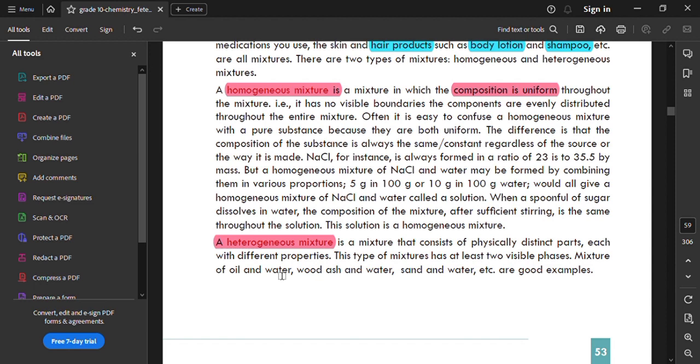So these types of mixtures have at least two visible phases.